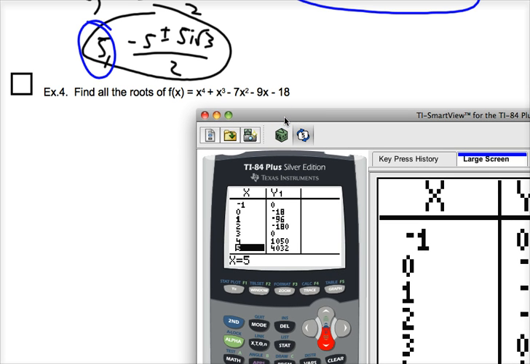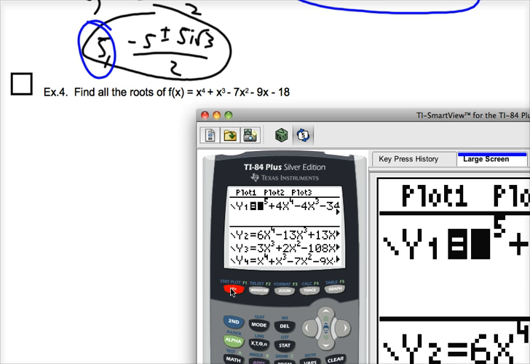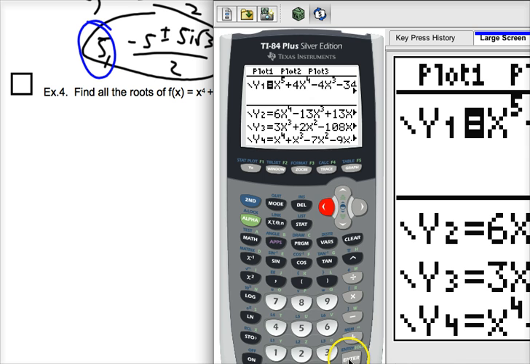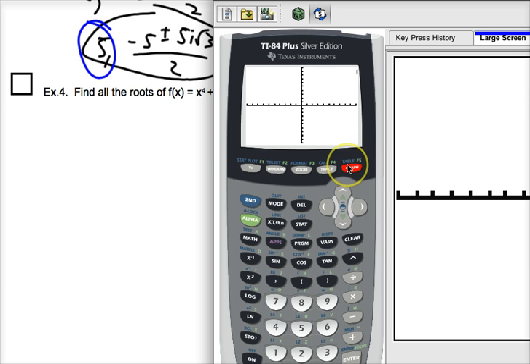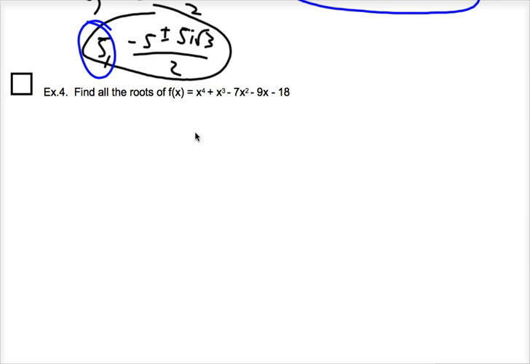And go ahead, use my calculator. Y equals, this isn't my first one. I got to turn the first one off. And I've got it typed in as Y4. Press enter, graph. Looks like it hits at negative 3 and 3. And that's good because I only need 2 roots, because I got to get from x to the 4th down to x squared. So I need 2 roots.